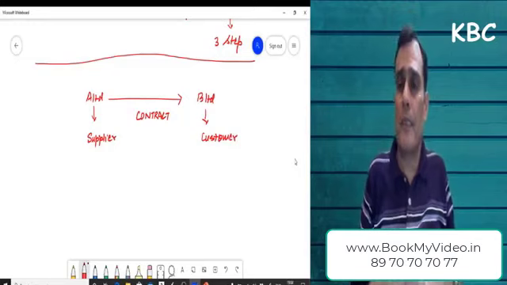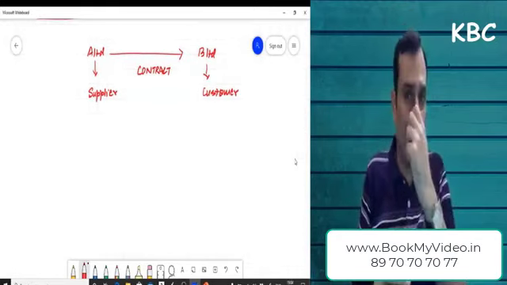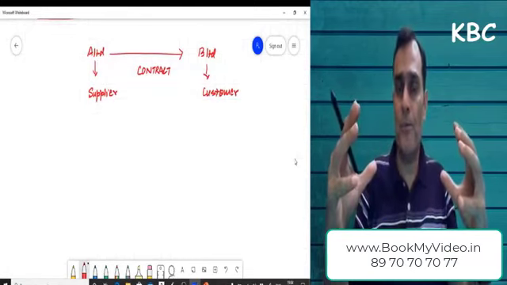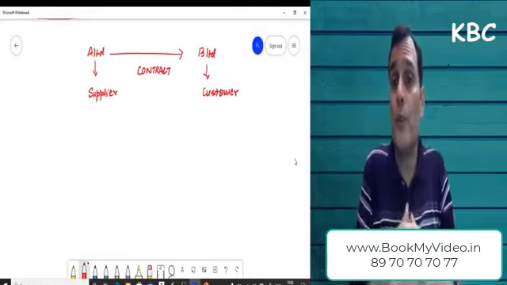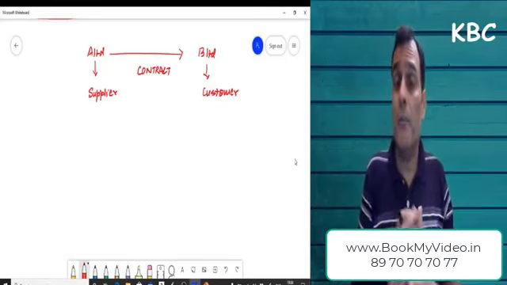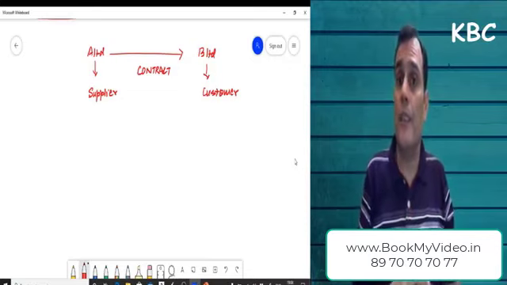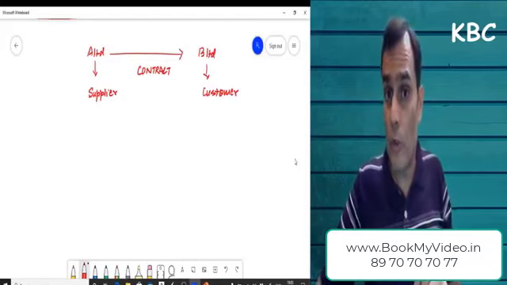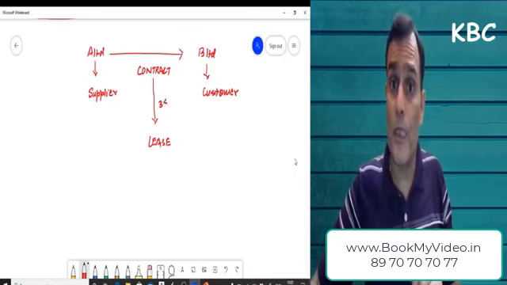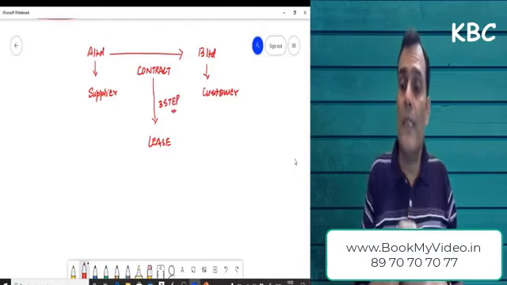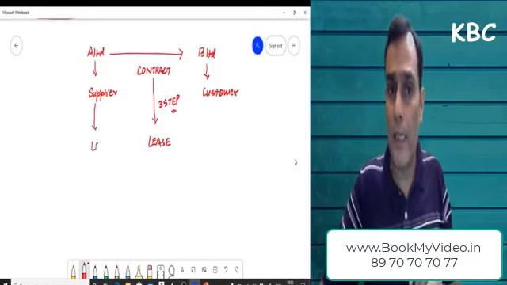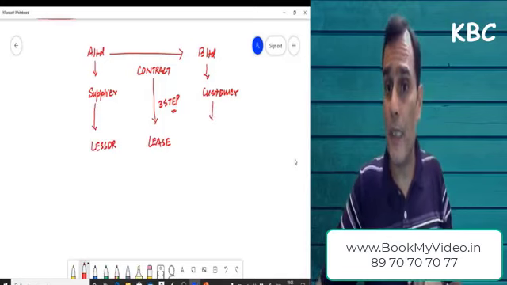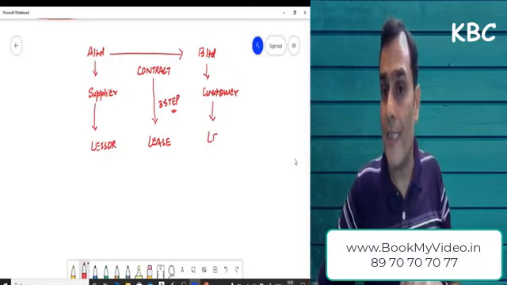Ind AS 116 is such a beautiful standard that it says that when you are looking at a contract, at the very inception, you should always assume that the contract is between a supplier and a customer. Let's say A Limited gives B Limited the right to use an asset. I would say that A is a supplier and B is a customer. Once you meet the parameters of a lease, which you decide with a three-step procedure, and you establish that this contract is a lease, I'll call the supplier a lessor. And the customer is going to be called a lessee.